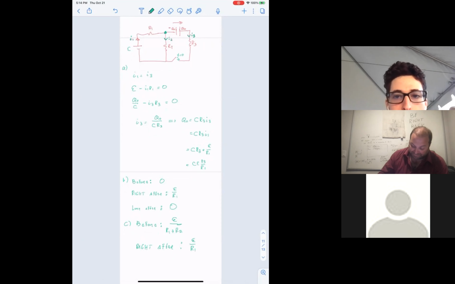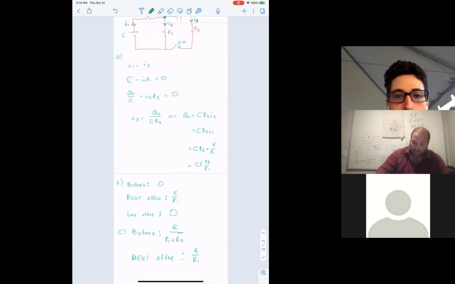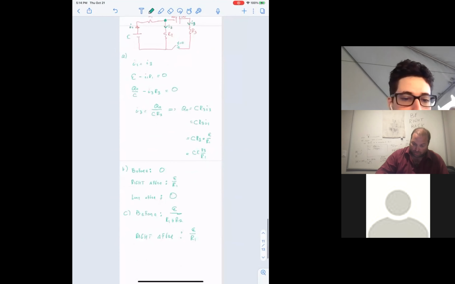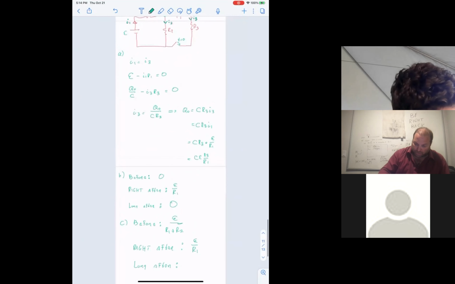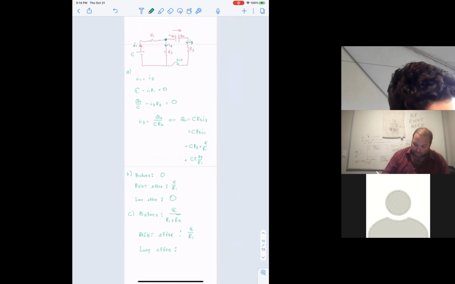So are we not using what we did in A? We are. I1 is equal to I3. But in A it says R2 is 0. Oh wait, never mind. Yeah, because it's not R2, right? I2 is 0. And long after, it's just back to what it was before.